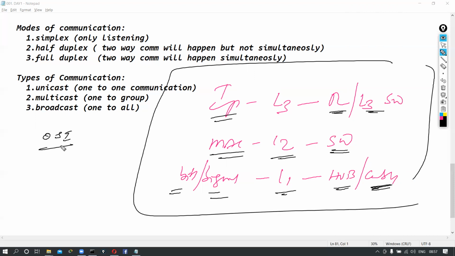Signals and bits work under layer 1. What devices will understand these signals and bits? Hub and cables. At layer 2, what address works? MAC address. Which device will understand MAC address? Switches, L2 switches. L3 switches are there; they will understand IP address directly. Routers also will understand IP address, because routers and L3 switches work under layer 3. They can understand the layer 3 address called IP address.